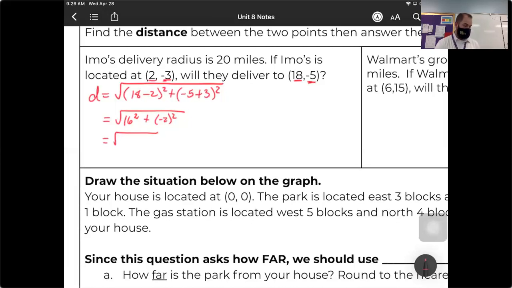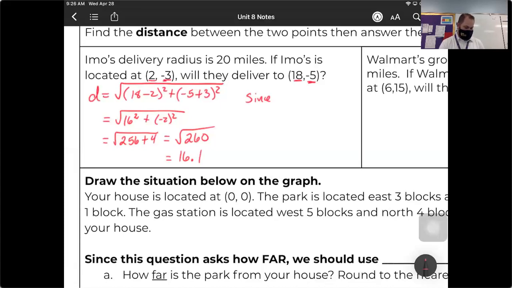16 squared, kind of a big number. What is that? 256. -2 squared is just 4. So that's the square root of 260. Let's go ahead and write that as a decimal. Somebody in class here, tell me what we get. 16.1. Really close to 16.1. Is that less than 20? Yes. Will they deliver if it's less than 20? Yes.